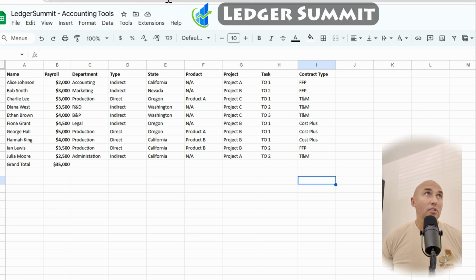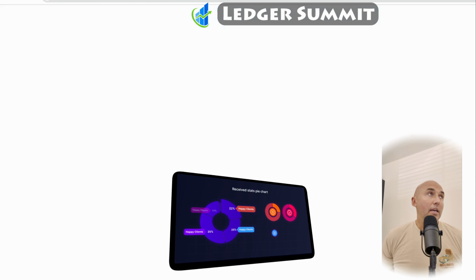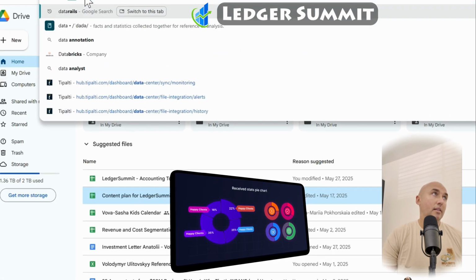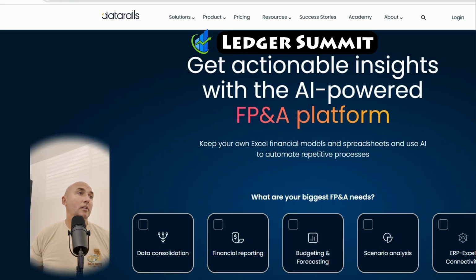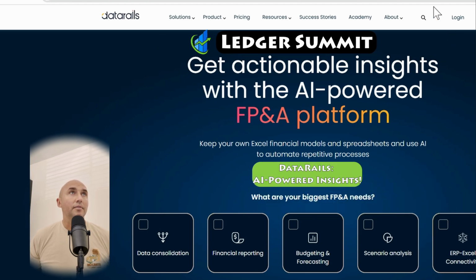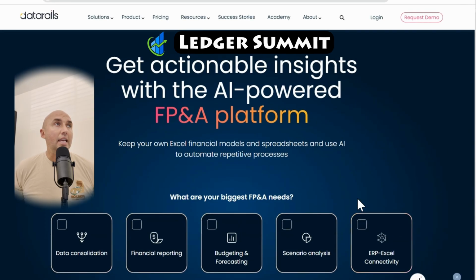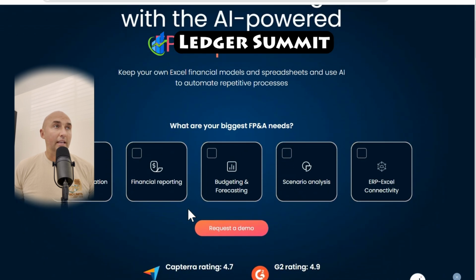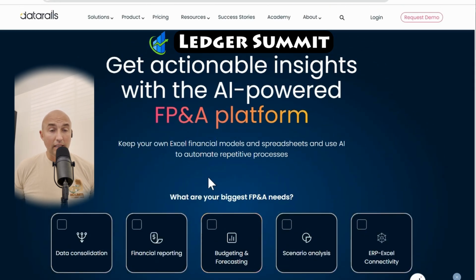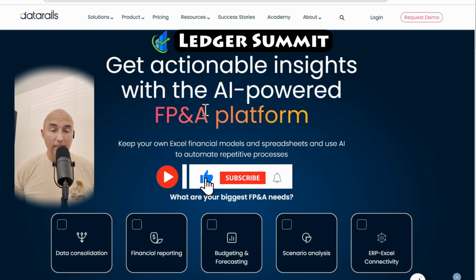And a good example of software that can do this job is DataRails. DataRails is software that can produce very nice looking AI-based insights, and this way you can connect all that well segmented data into DataRails, and it can do your FP&A for you. But none of it is possible unless your accounting data is segmented.